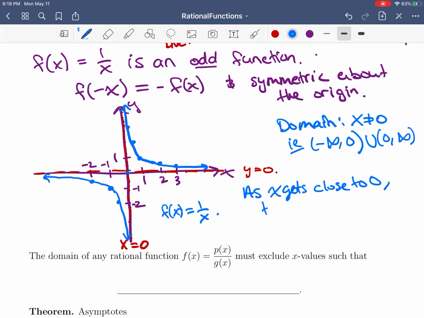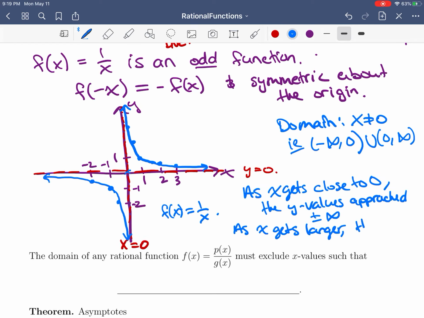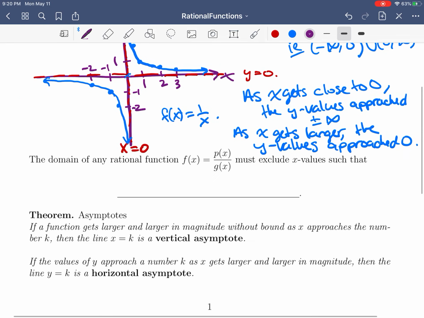Okay, so the closer and closer to 0 on either side, the y values approached plus or minus infinity, depending on what side we came. And as x gets larger, the y values got smaller, so they approached 0. Okay, this is actually the idea of a limit that we're going to talk about in the next chapter.